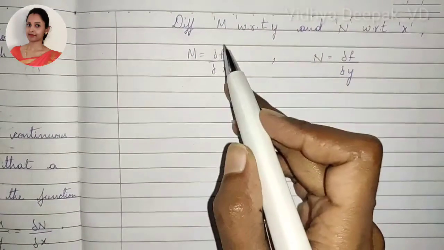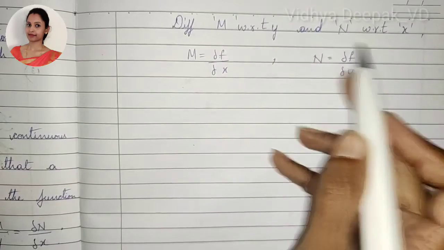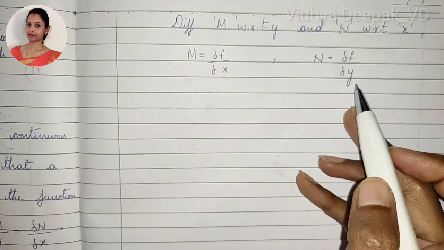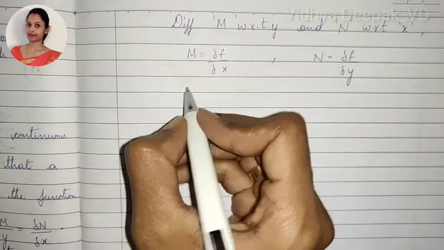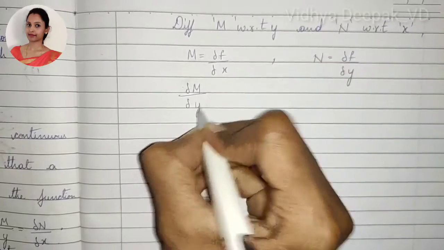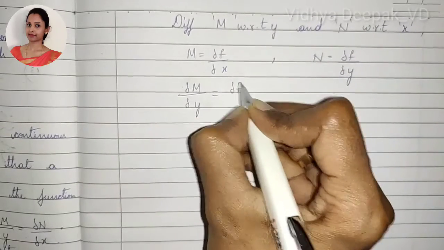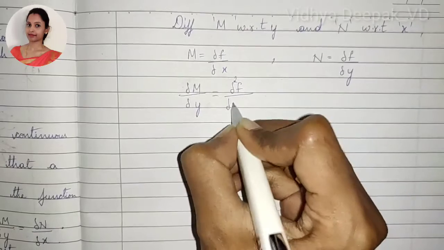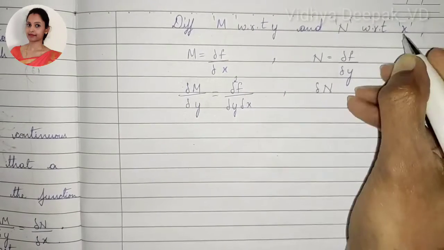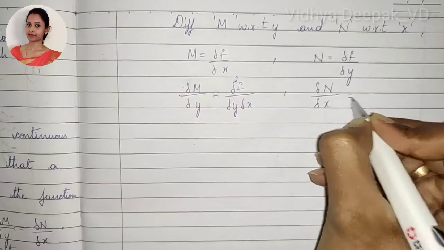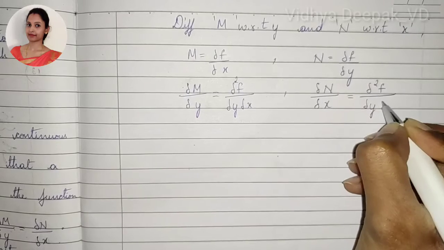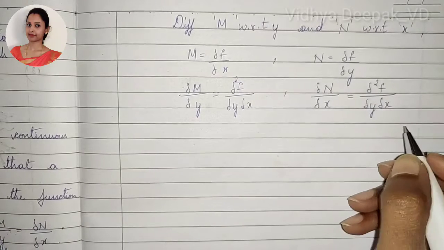Now we will differentiate M with respect to y and N with respect to x. We know that M is dou f by dou x and N is dou f by dou y by comparing. So here dou M by dou y is equal to dou square f by dou y dou x. Now here dou N by dou x is again dou square f by dou x dou y, or dou y dou x, it's fine.